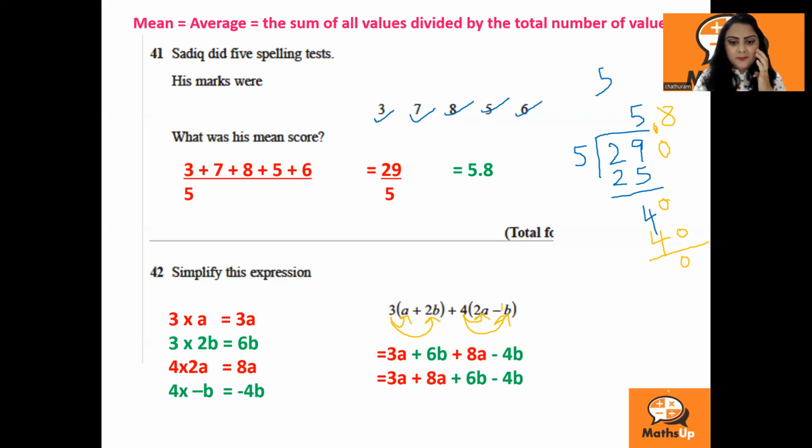Then take all the a's to one side and all the b's to the other side. Then you can see 3a plus 8a is 11a. 6b minus 4b is 2b. So once you simplify this expression, that is 11a plus 2b. So that is the end of this paper.